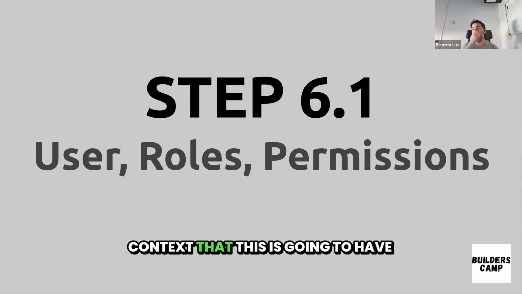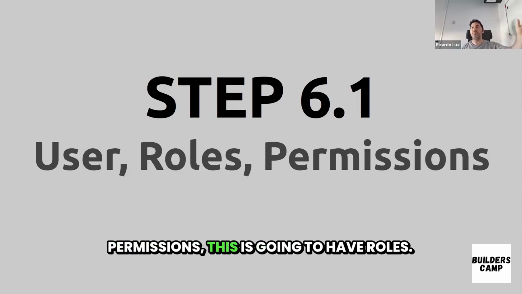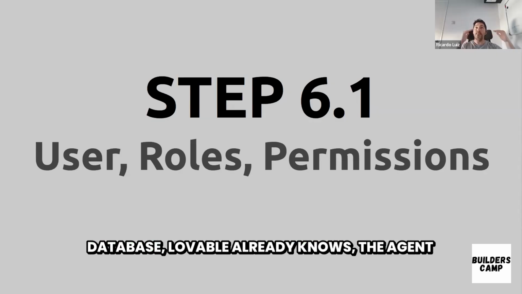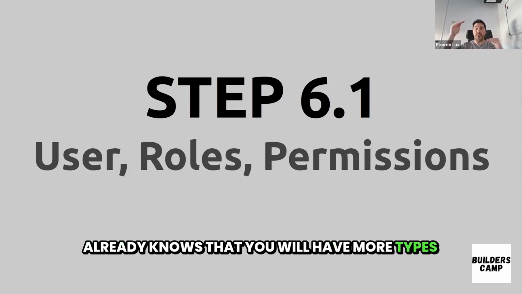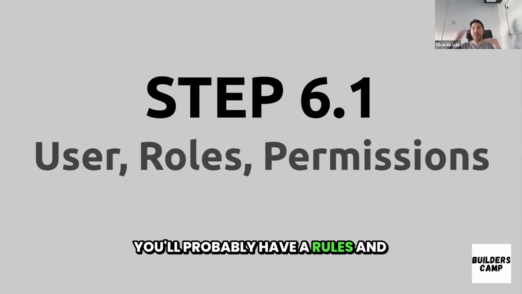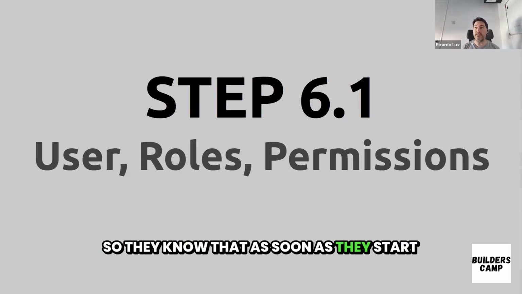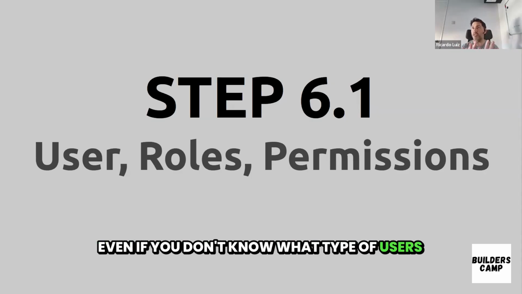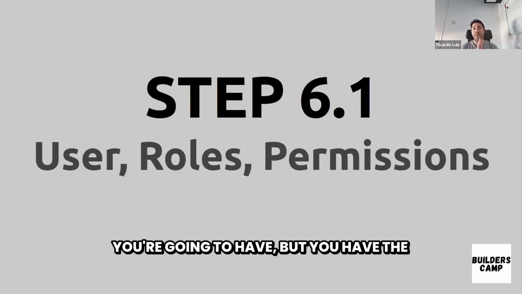Because that way you give Lovable the context that this is going to have permissions, this is going to have roles. So whenever they start kicking up the database, the agent already knows that you will have more types of users, you'll probably have a roles and permissions kind of setting. They know that as soon as they start setting up the database. That's important.